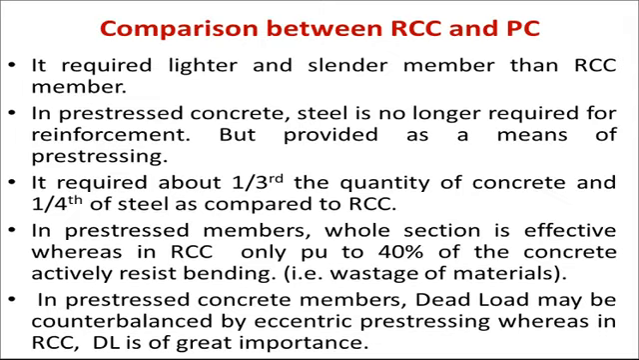Now when we compare RCC and prestressed concrete, it requires lighter and slender members than RCC. In prestressed concrete, steel is no longer required for reinforcement but is provided as a means of prestressing. It requires about one-third the quantity of concrete and one-fourth the steel as compared to RCC. See the economical aspects. In a prestressed member, the whole section is effective, whereas in RCC, only 30 to 40% of the concrete actively resists the bending. That is the wastage of material. In prestressed concrete members, dead load may be counterbalanced by eccentric prestressing, whereas in RCC, dead load is of great importance.